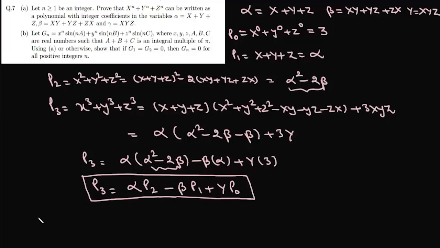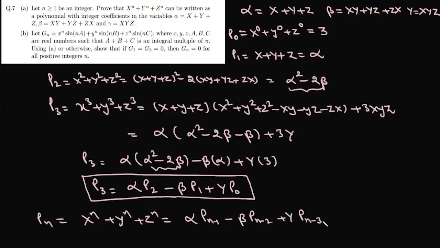So we can write Pn, which is x to the power n plus y to the power n plus z to the power n, as alpha Pn minus 1 minus beta Pn minus 2 plus gamma Pn minus 3. Now we have alpha, beta, gamma, and all of these are polynomials with integral coefficients. That means this Pn will be a polynomial with integer coefficients in the variables alpha, beta and gamma.